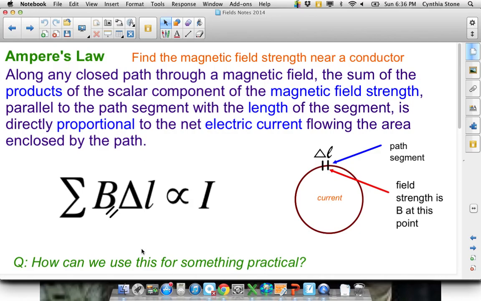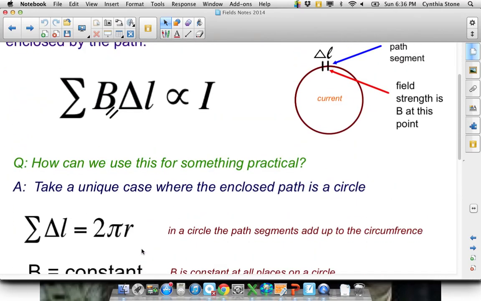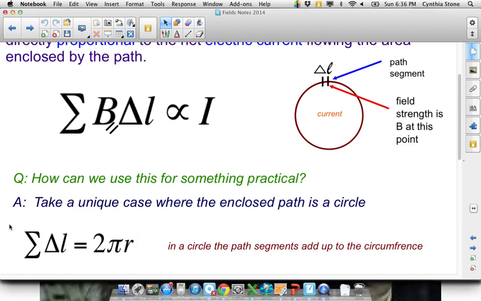So how can we use this for something practical? We're going to take the case that I drew here, but it is actually a unique case: the path is a circle. Like I said, it could be amoeba shaped, it could be like the outline of Canada, it could be any shape you want, but we're choosing a circle. So take a unique case where the enclosed path is a circle. If you took the whole sum of the lengths, it would be equal to the circumference, 2 pi r. So I can take the sum of the lengths out of the equation now.